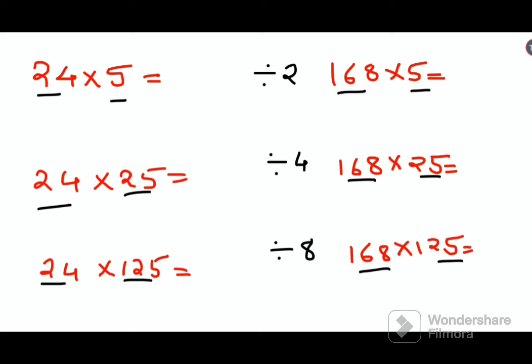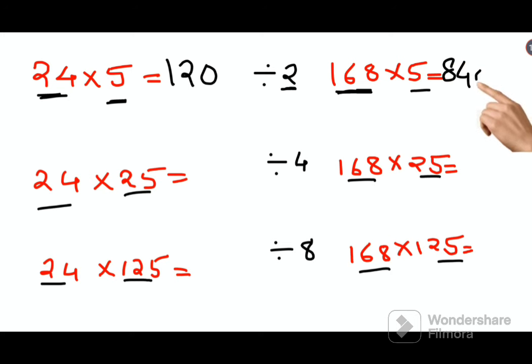So here we have 24. Let's divide 24 by 2. 24 by 2 gets you 12. And then you just add a single 0 when you are multiplying by 5. Then again you will divide this by 2. So 168 divided by 2 gets you 84. Then you add a 0 because you are just multiplying by 5.